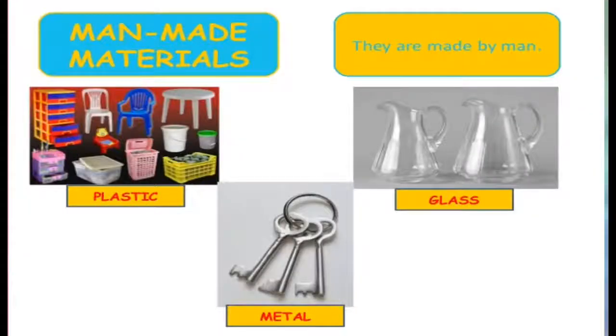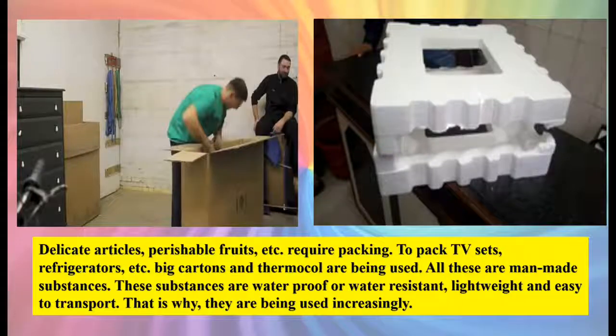So this brings us to the end of man-made material, and a few examples are plastic, metals and glass. There are various delicate articles like cup saucers or television sets. These are all very delicate items because there are parts inside which need protection during transportation. So there are big cartons which are filled with thermocol. All these are man-made substances. There are even fruits which are covered with thermocol or cardboard in order to protect them from any harm which could be caused during transportation.